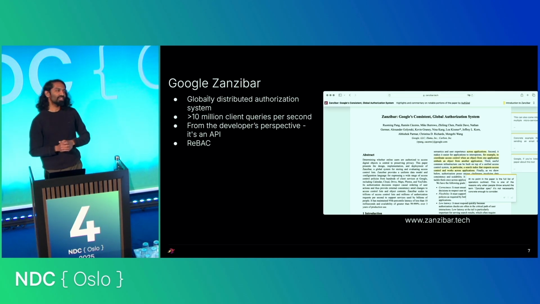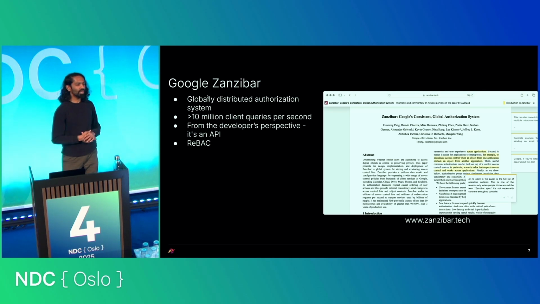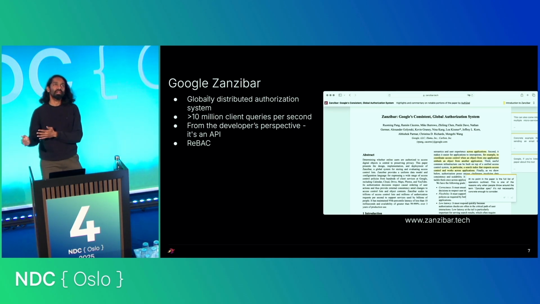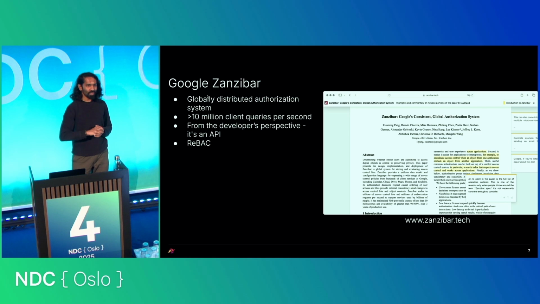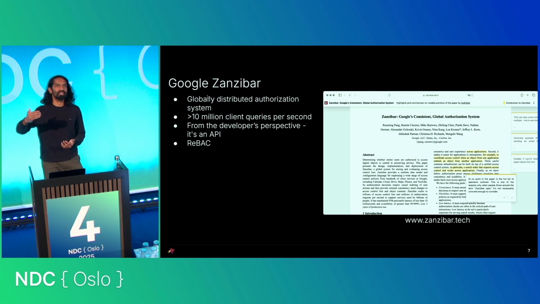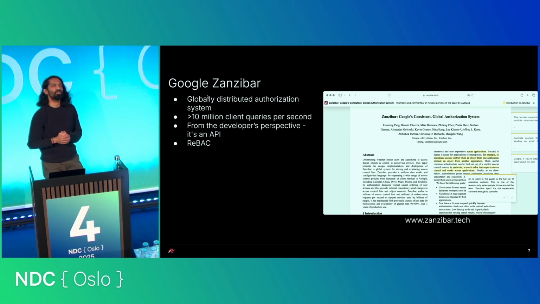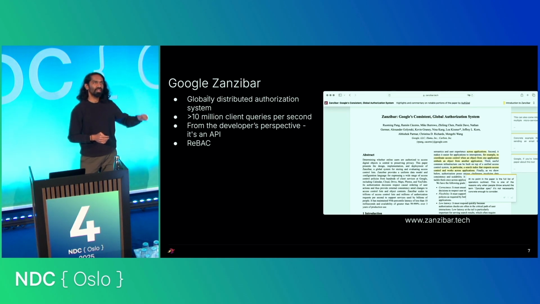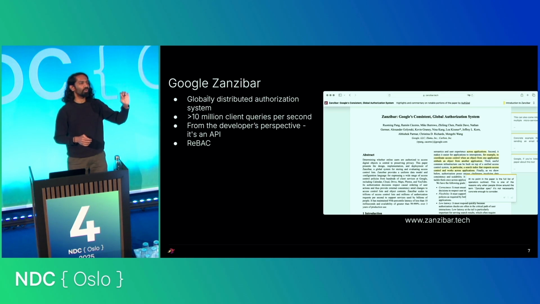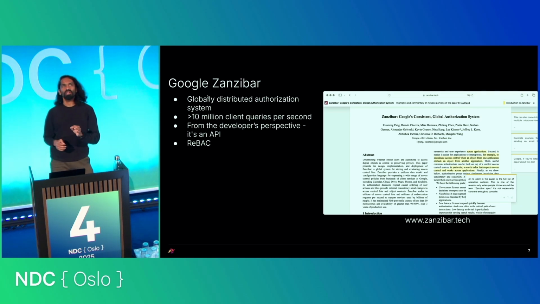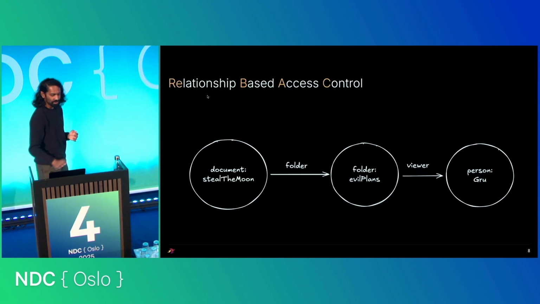But even in 2019, they said that they could do more than 10 million client queries per second, which is very impressive. From a developer's perspective, such as you and me, all we have to think about is it's an API. And this paper popularized this concept of ReBAC, or relationship-based access control, which was a different way of looking at access control. So instead of a list or a role or an attribute, everything was a relationship from one thing to another. So let's take a look at how that works.